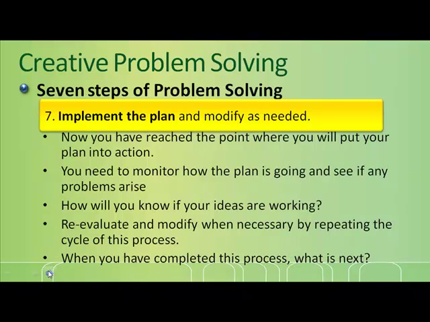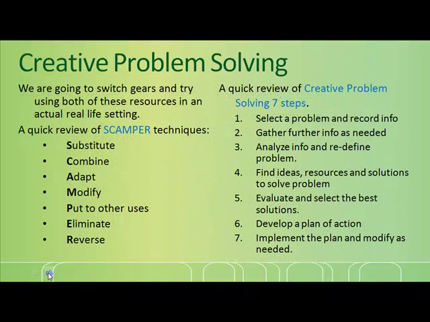Okay, so we've talked about SCAMPER and creative problem solving. We're going to use these in a different setting. SCAMPER, remember, is substitute, combine, adapt, modify, put to other uses, eliminate, and reverse. And these are the steps for problem solving: select a problem, gather information, analyze and redefine, find ideas, resources, and solutions, evaluate, get the best solutions, develop a plan of action, and implement the plan and modify as needed.